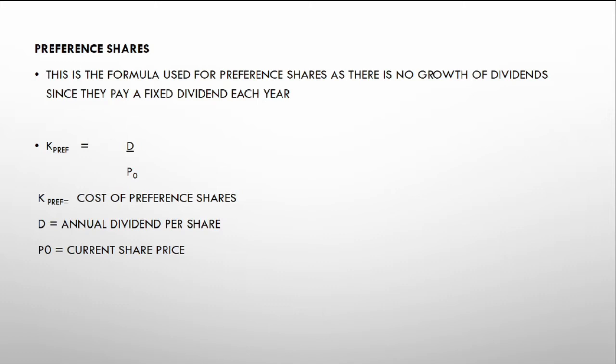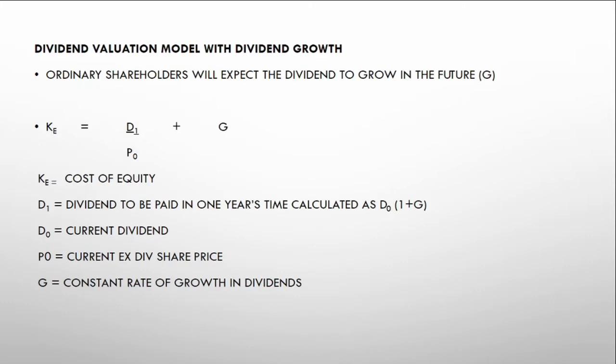So here our formula to determine the cost of preference shares will be D, which is the annual dividend per share, over the current share price, which is P0. If we use this formula, this will let the company determine the cost of preference shares. Just a reminder, there will be no growth in preference dividends because the dividend is fixed at the beginning. It does not change. When we looked previously at the dividend valuation model, that was the dividend valuation model where there was no growth expected in the dividend.